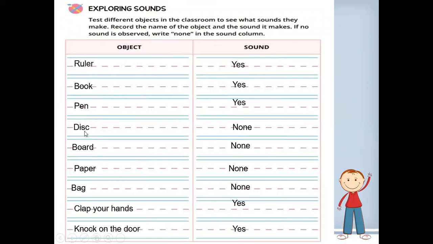What about the disk? The disk, we use it in the computer. No, it cannot produce sound. What about the board? It cannot produce sound. The paper? No. What about the bag? No. When you clap your hands, of course, you make a sound. Also, when you knock on the door, you can make a sound.